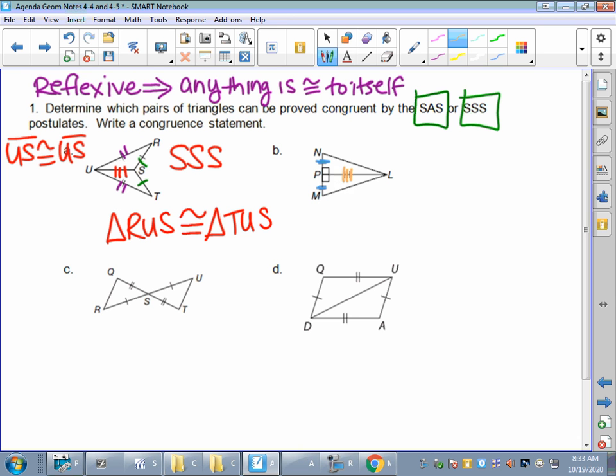Now, do I have another pair of sides or do I have another pair of angles? Everybody knows back from chapter whatever it was, 1 or 3 something, that every right angle is congruent to itself, right?